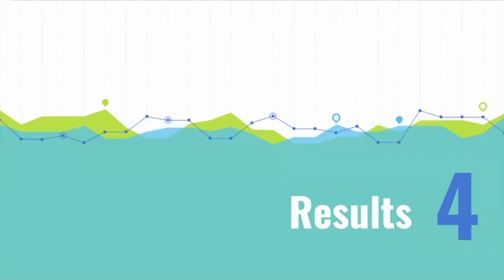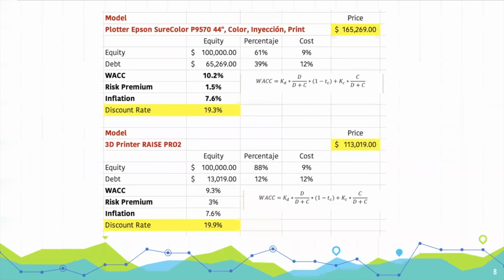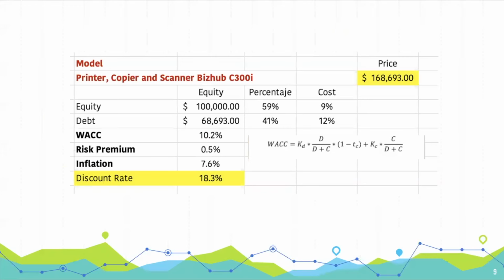So now let's talk about the results. So we found the discount rate for the first printer was 19.3%. For the 3D printer Raise Pro 2, we found that the discount rate was 19.9%. Then for the last printer, the discount rate that we obtained was 18.3%.